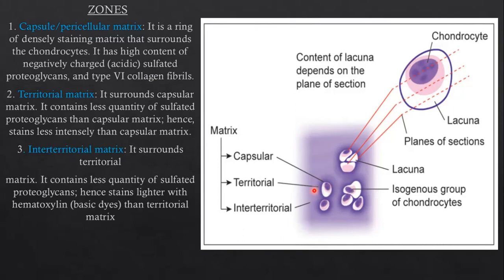Then you have interterritorial. Now between the two territories, interterritorial, they have less quantities of sulfated proteoglycans than the territorial matrix. Now it will be the least stained. Okay, this area you can see between the two territories, two territorial matrices, interterritorial matrix. Okay. You have isogenous groups.